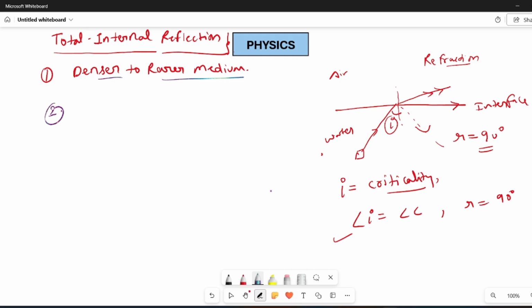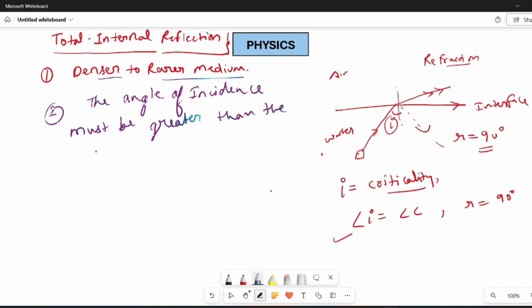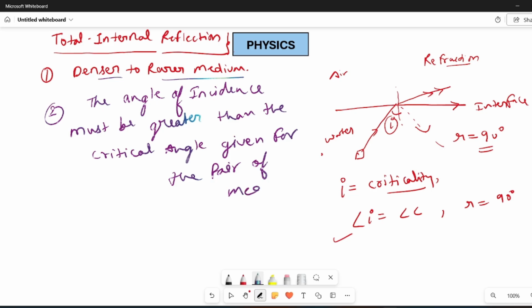Now, the second condition is that the angle of incidence must be greater than the critical angle given for the pair of mediums. The meaning is, see, which I just told you.